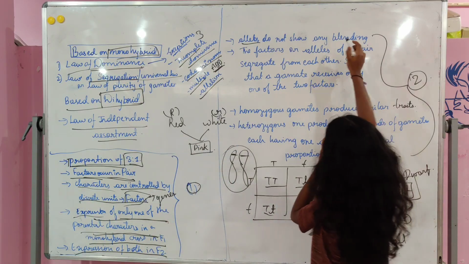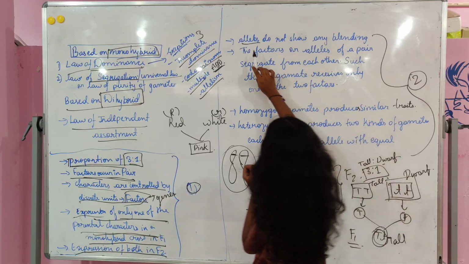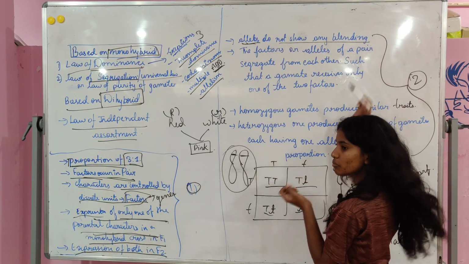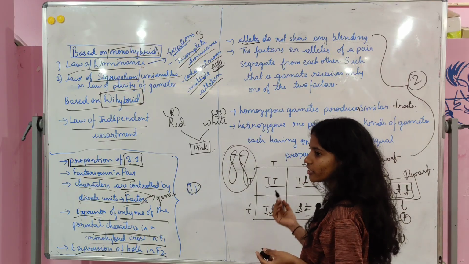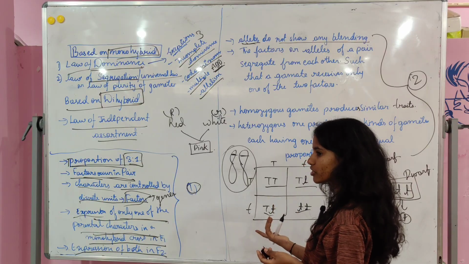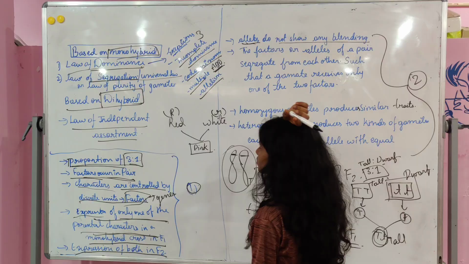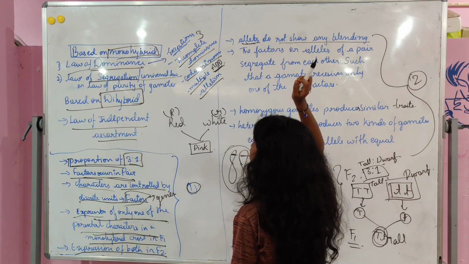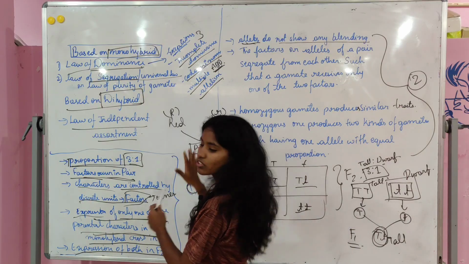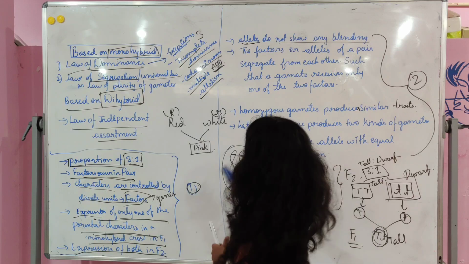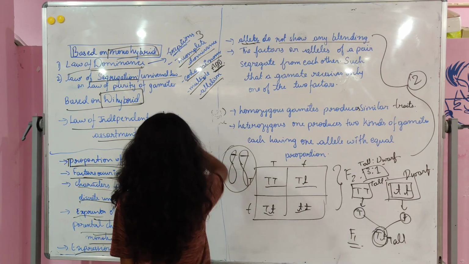Okay. So this is the law of segregation. What it says is alleles do not show any blending. There was no blending in monohybrid or dihybrid. So that is what it says. Alleles do not show any blending. Huh? There is blending? No, this is a different case. We'll study about this. This is an exception.